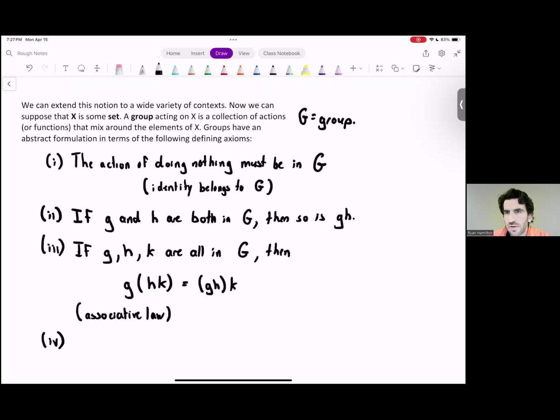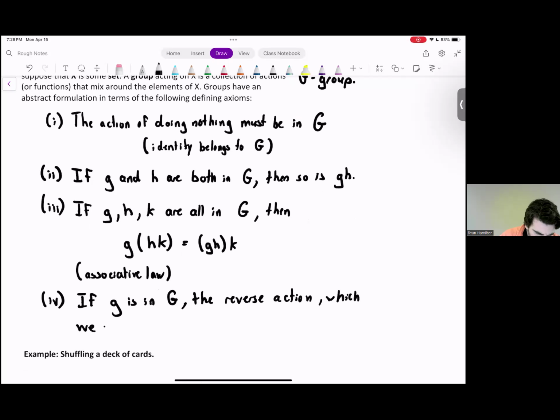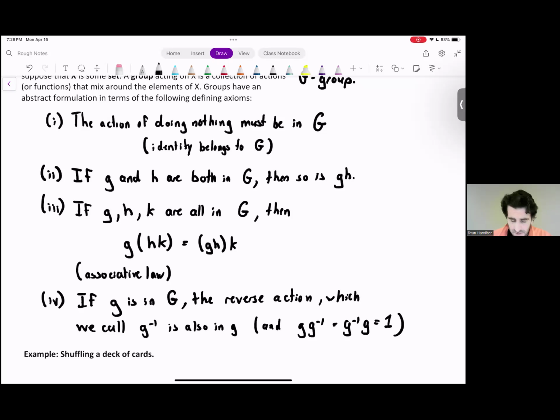And the final piece, and this is the one that we perhaps didn't quite see above, is if G is in G, the reverse action, which we call G inverse, is also in G. And moreover, if you apply G and then G inverse, or vice versa, that's the same as doing nothing.